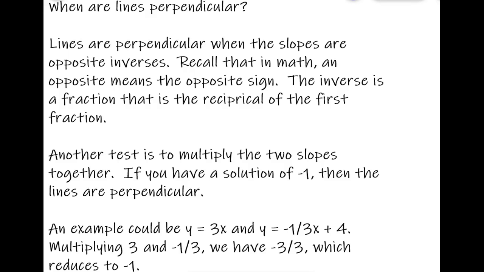Another way to test this is to take two of the slopes and multiply them together, and you would have a solution of -1. If that's the case, those two lines are perpendicular. Let me give another example. If y equals 3x and I have another line where y equals -1/3 x plus 4, when we multiply the 3 and the -1/3 together, we wind up with -3/3, which reduces to -1. So those two lines are going to be perpendicular to each other.